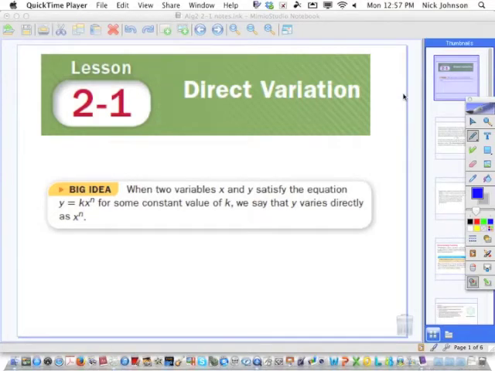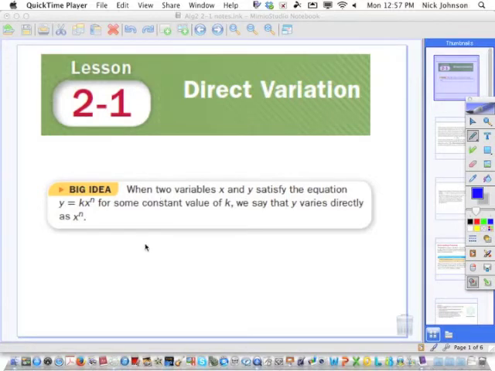Good afternoon. Lesson 2-1, direct variation, is what we're going to go over today. When two variables x and y satisfy the equation y equals k times x to the n power for some constant value of k, we say that y varies directly as x to the n power.